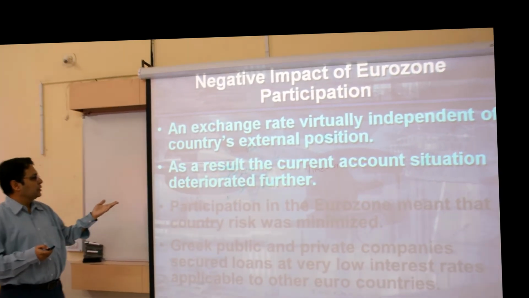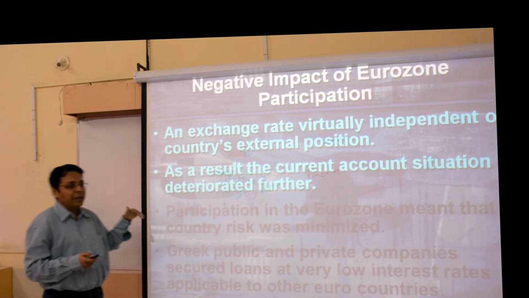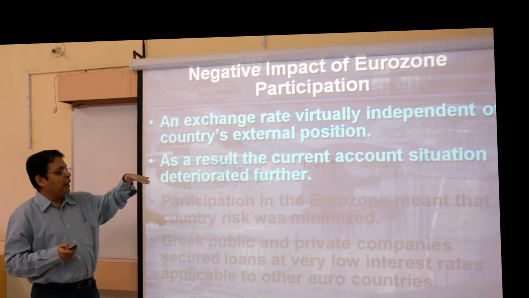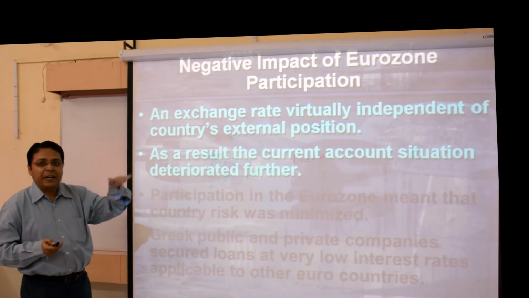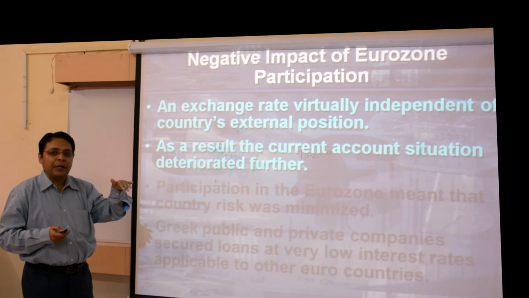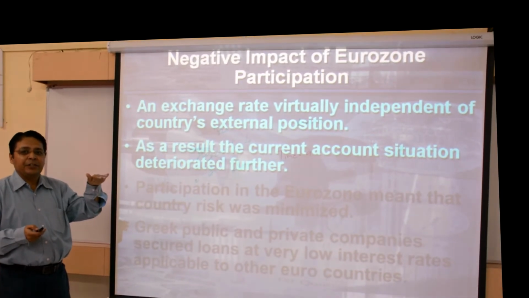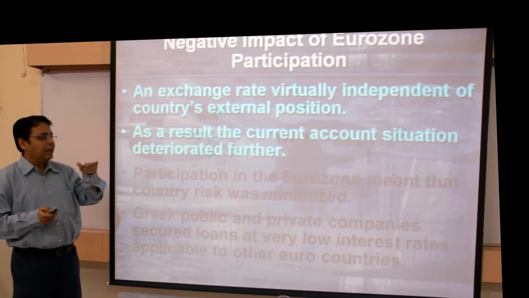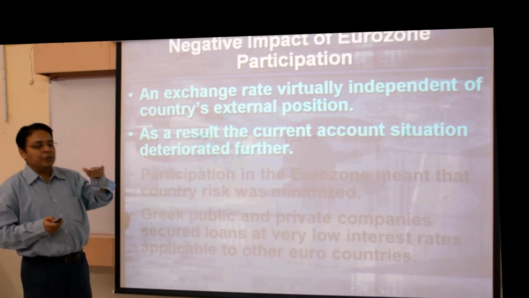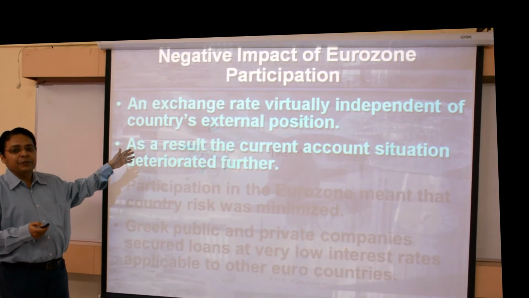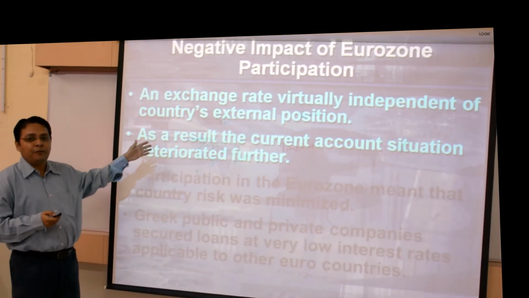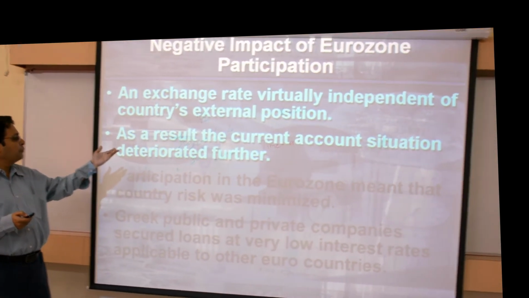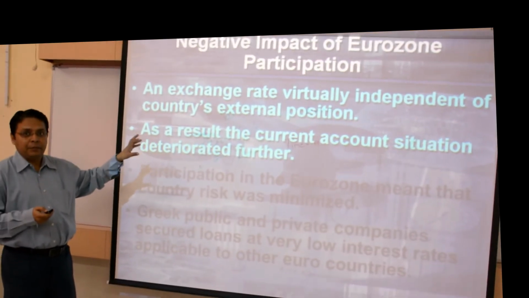The result was that the current account situation deteriorated further, because under a situation when balance of trade is declining, current account is declining, and current account deficit is rising, Greece's currency should have depreciated, but it did not. The reason was that Greece's currency was the euro, and the euro gained its strength from other Eurozone countries. So the current account situation for Greece deteriorated further because of this currency.